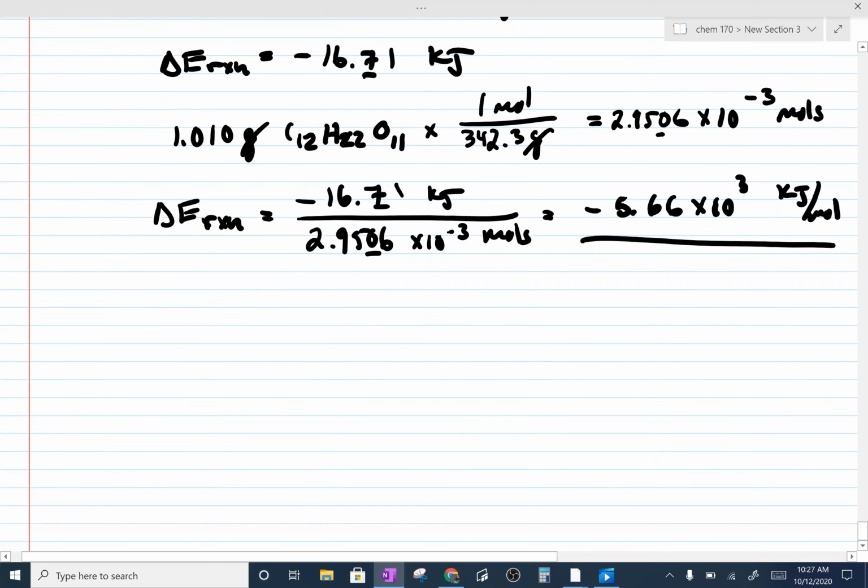So that's bomb calorimetry, constant volume. What about constant pressure? To talk about constant pressure, we need to introduce a new concept, and this is something called enthalpy. Okay, enthalpy. Enthalpy is given the symbol H.